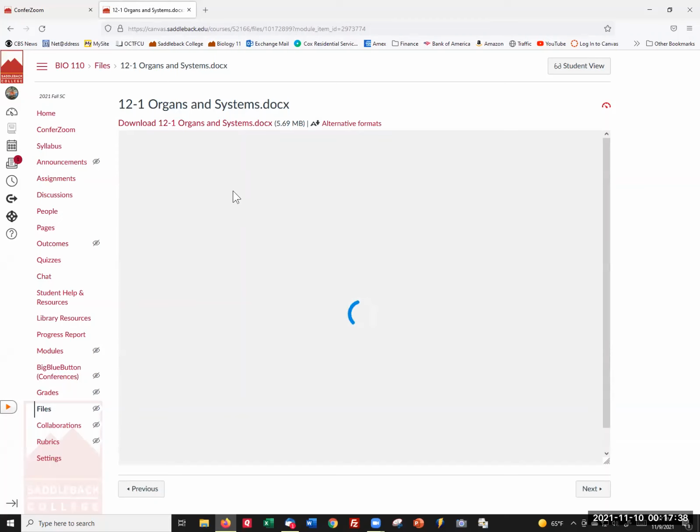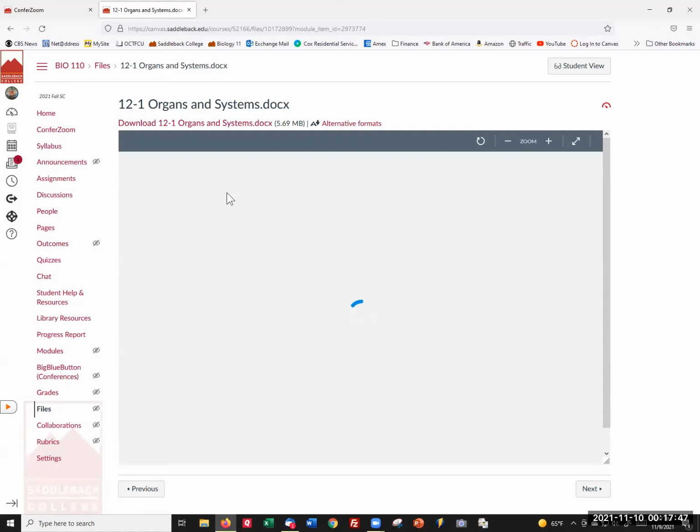Again, it's going to take a little while for it to load up. When it's loading up for the first time in any module, that's what happens. There it comes.